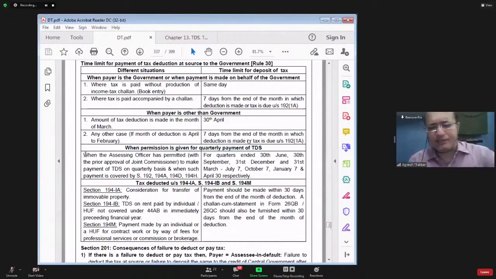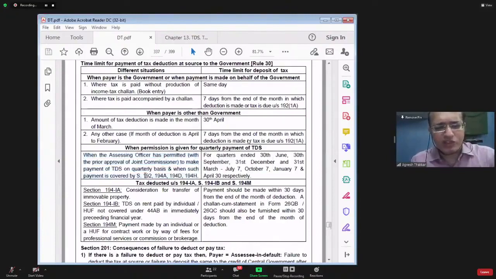In that case, the assessing officer, the income tax officer, will take the prior approval of the joint commissioner. If the joint commissioner is satisfied, then he may allow a particular payer to pay the TDS amount to the government on a quarterly basis instead of monthly basis. So here it is written where the assessing officer has permitted, with the prior approval of the joint commissioner, the payment of TDS on a quarterly basis.